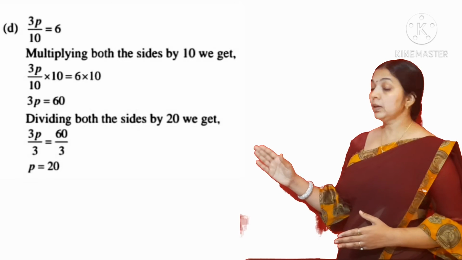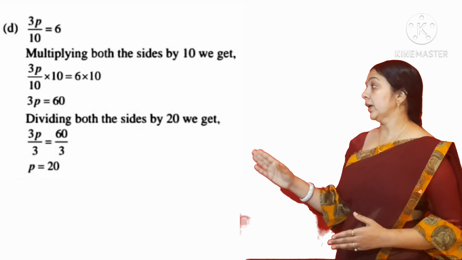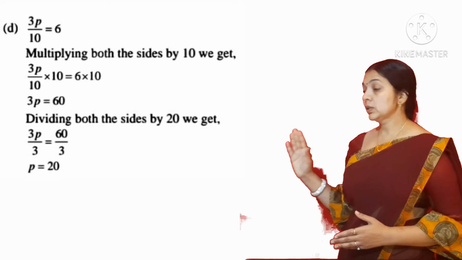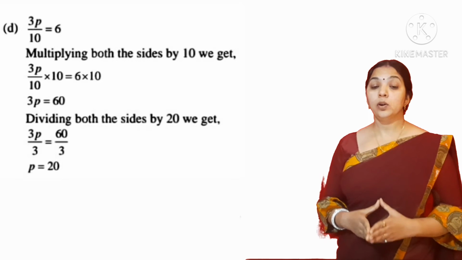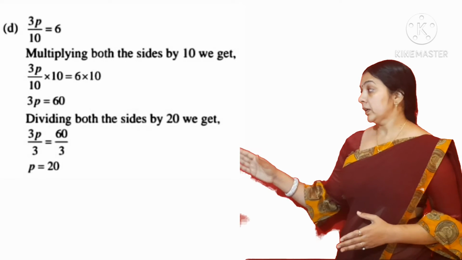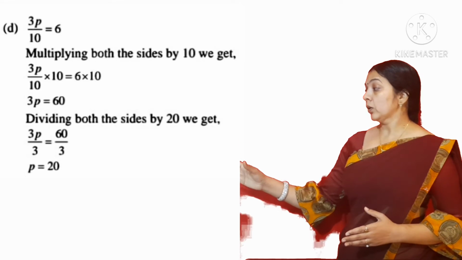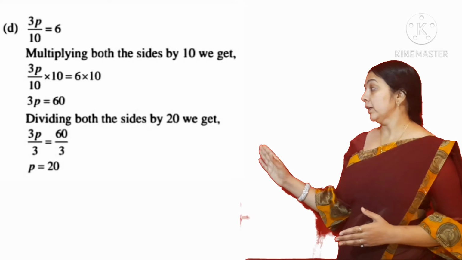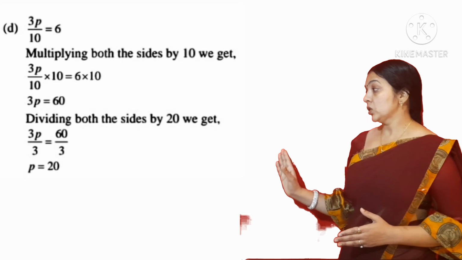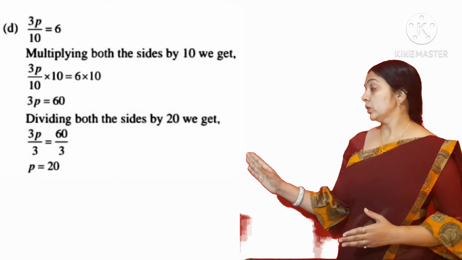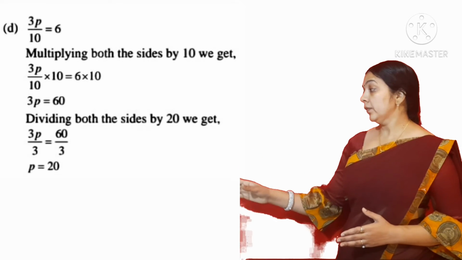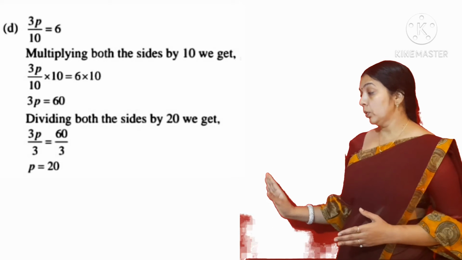Next part, 3p divided by 10 is equal to 6. Here what will we do? We will first multiply by 10 on both hand sides. So this way 10 will be cancelled out by 10 on LHS, and 10 will be multiplied on RHS. So 3p is equal to 60. Now we will divide by 3 on both hand sides.